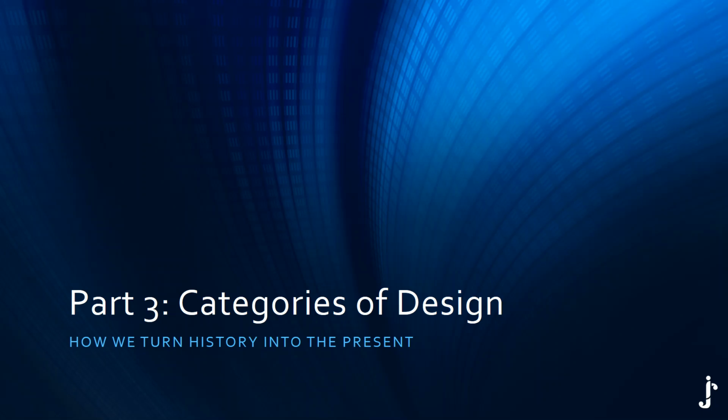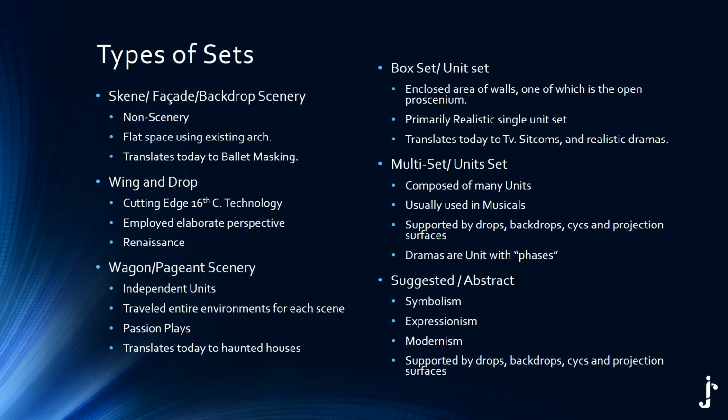All right, so this is part three, categories of design. And I want to talk today about how we turn all of that history and pieces and bits and bobs that we talked about into our present design aesthetic and how we turn that into something that we use. And the way we look at how all of our historical types of design translate into our current design is through six kinds of ways.